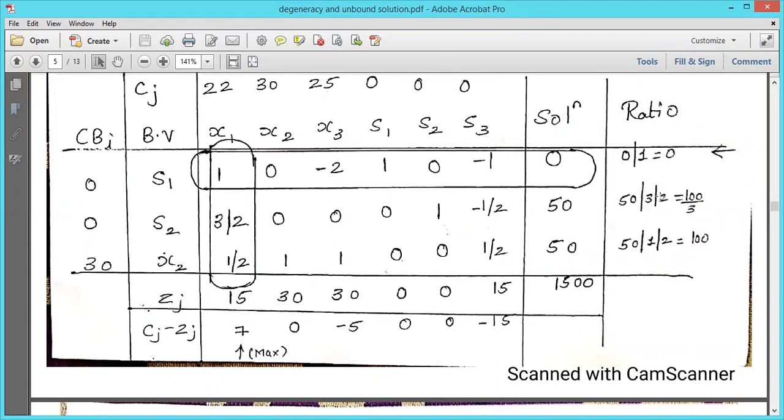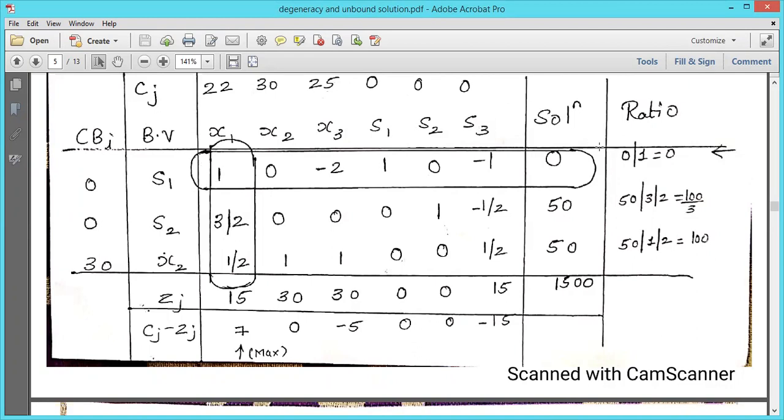How to find the key row? We have to find the ratio, that is 0 by 1, 0, 50 by 3 by 2, 100 by 3, 50 by 1 by 2, 100. Among these values, 0 is the minimum, so we got the key row. Now 1 is the key element. Our main goal is to make the key element 1. This is already 1, so we don't have to do anything.